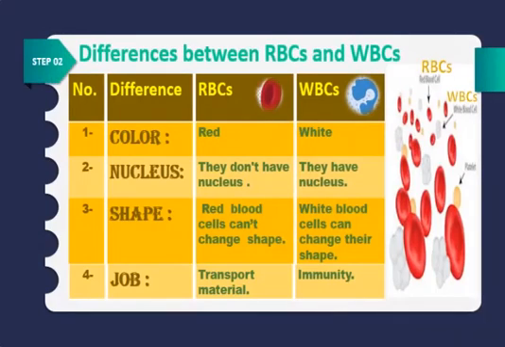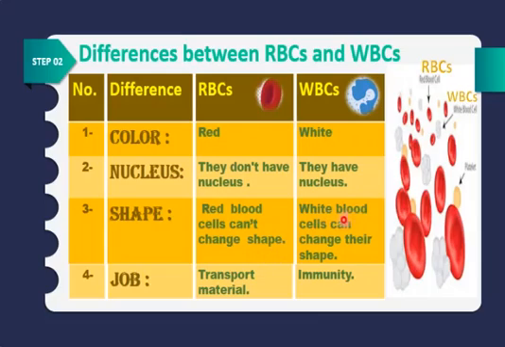So dear students, here we have to see the differences between RBCs and WBCs. RBCs are red blood cells, their color is red. WBCs are white. RBCs don't have a nucleus, and WBCs have a big nucleus. Red blood cells can't change their shape, as their shape is circular and hollow on both sides, and they maintain their shape all their life.